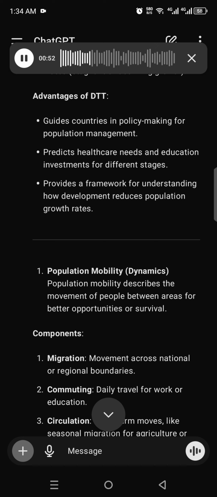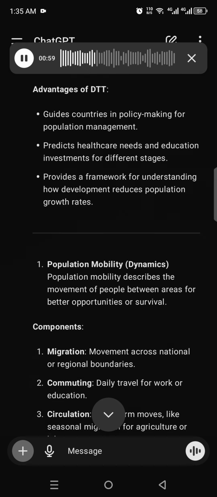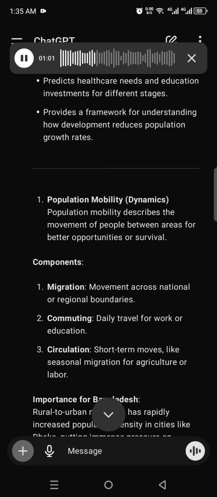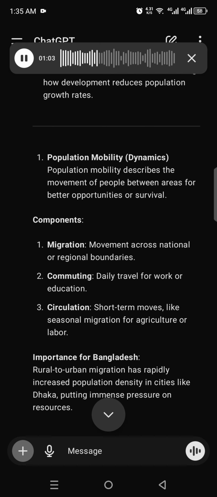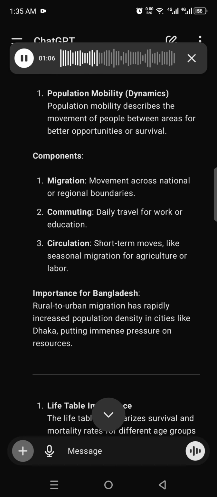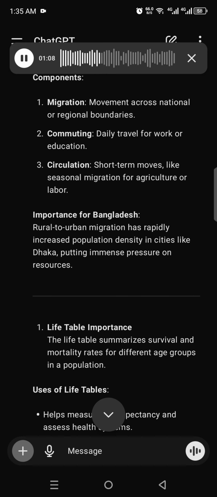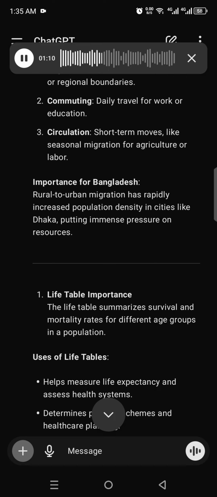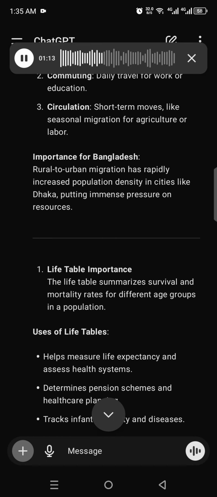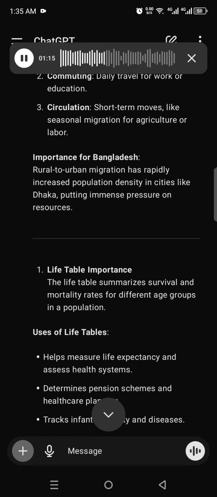27. Population mobility. Dynamics. Population mobility describes the movement of people between areas for better opportunities or survival. Components. 1. Migration. Movement across national or regional boundaries. 2. Commuting. Daily travel for work or education. 3. Circulation. Short-term moves like seasonal migration for agriculture or labor. Importance for Bangladesh. Rural to urban migration has rapidly increased population density in cities like Dhaka, putting immense pressure on resources.